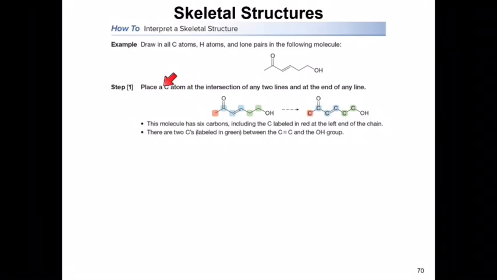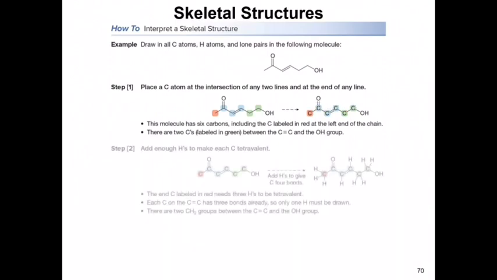And then it also says place a carbon atom at the end of any line. So that means that there's a carbon atom right over here at the end of this line. There's not going to be any carbon atom here because this end of the line contains oxygen and hydrogen. And so now we've drawn in all the carbon atoms for each intersection and at the end of any line. The next step is to add enough hydrogens to make each carbon tetravalent.